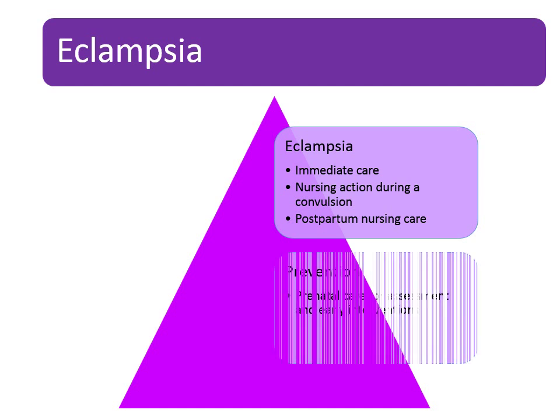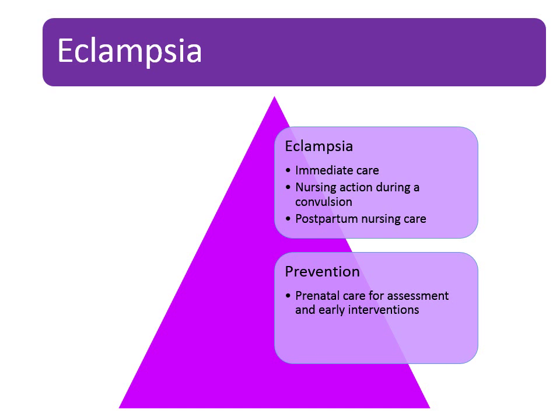The fetal heart rate may demonstrate bradycardia, late decelerations, minimal baseline variability, or any combination of these. These should resolve after the seizure and the mother's hypoxia is corrected. After both mother and baby are stabilized, a decision needs to be made regarding when and how the birth will take place. Prevention is prenatal care for assessment and early intervention of gestational hypertension.